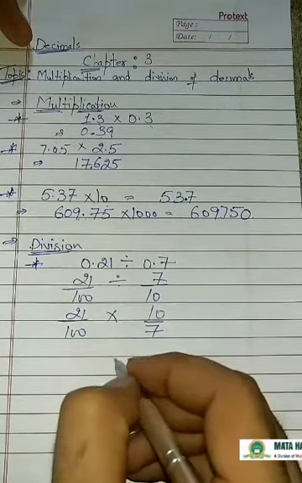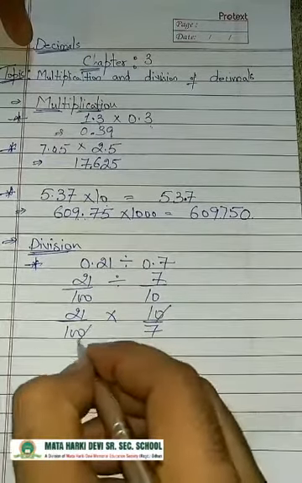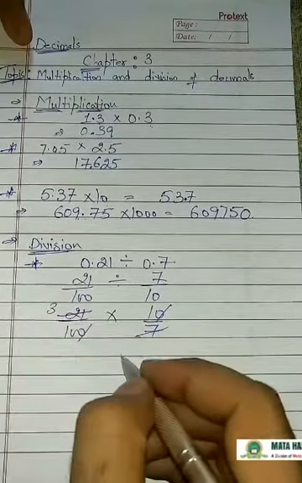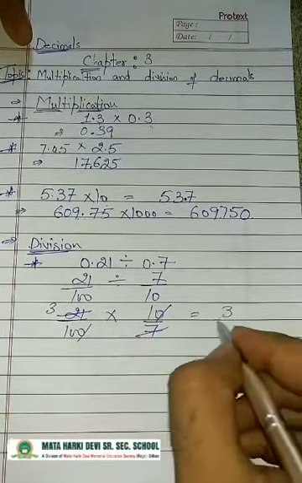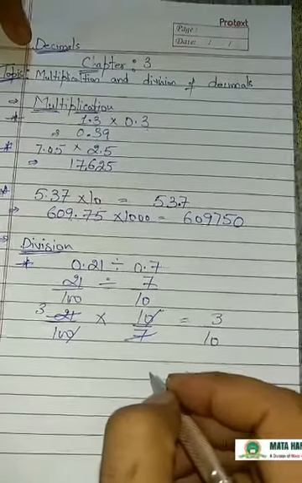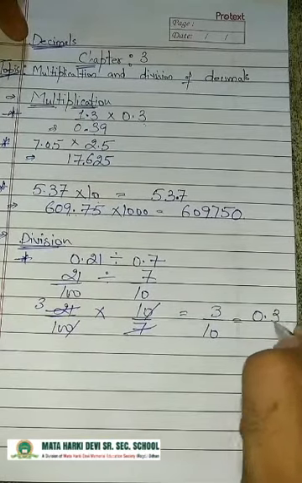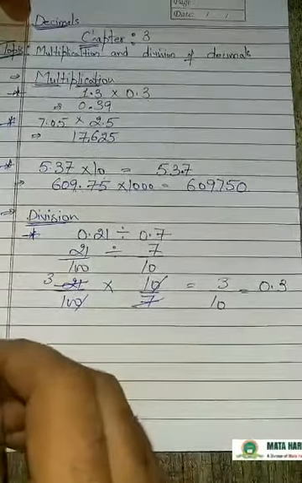So is any cutting possible here? 0 by 0, 7 3s are 21. So the answer is 3, and in the denominator place it is 10. So 3 by 10 equals 0.3. This is your answer.